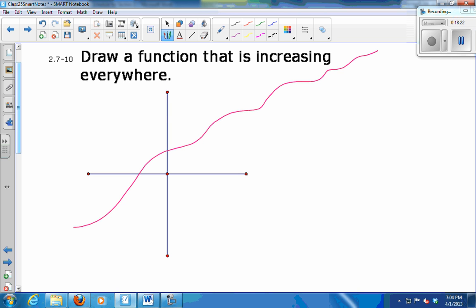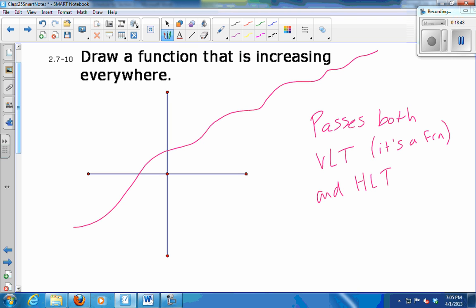Okay. What can you say about this? Is it a function? What I've drawn here. Yep, passes the vertical line test. Does it have an inverse function? Yep, it's also going to pass the horizontal line test. So this passes both VLT, which means it's a function, and HLT, which means its inverse is also a function.